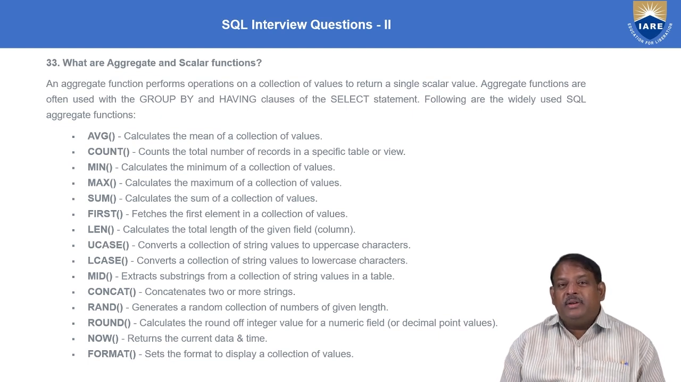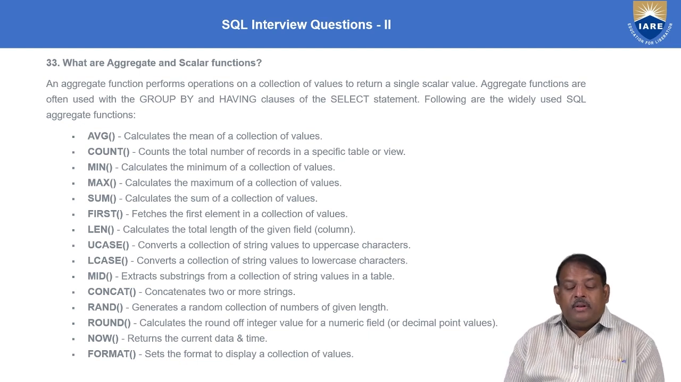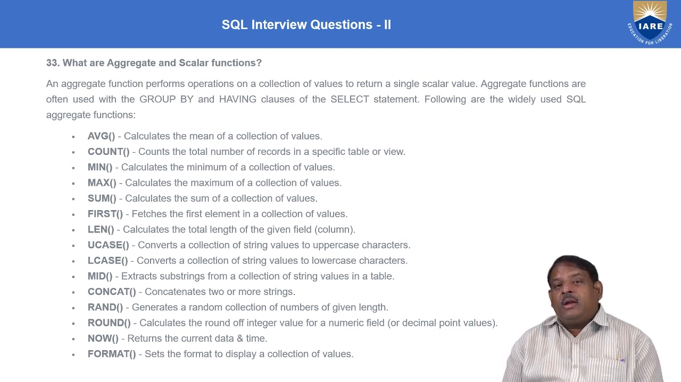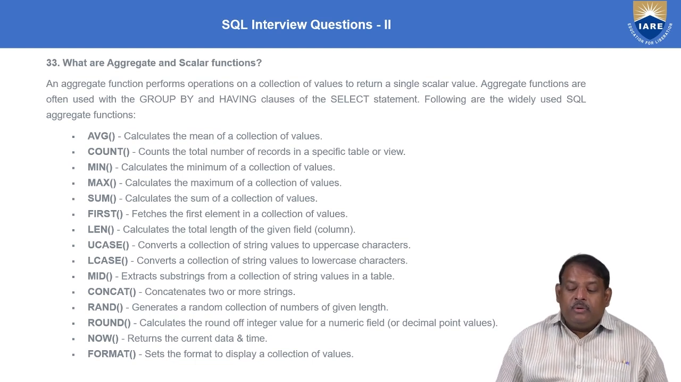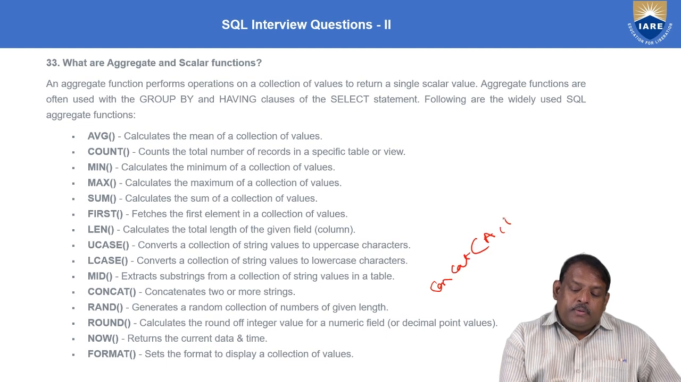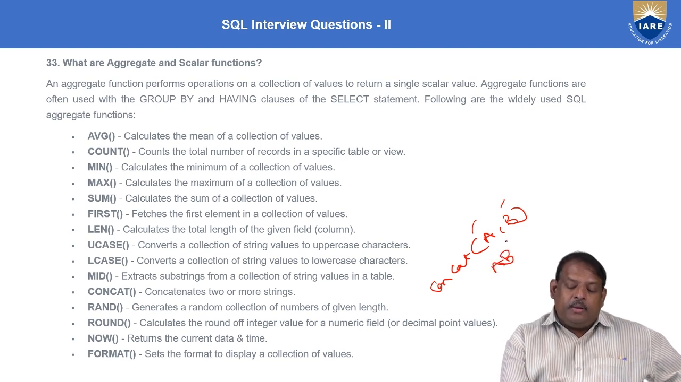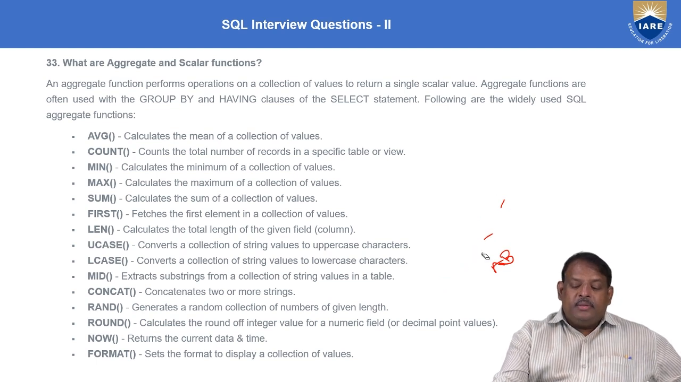Then we have a mid function. Mid function extracts a substring from a collection of string values in a table. So by using the mid function, you can extract substrings from a collection of strings in an object. The next function is concat, which combines two or more strings. If you want to combine two or more strings, you can use concat on A and B. So the columns of A and B will be concatenated to display the data of A and B in one column. That is the concat.